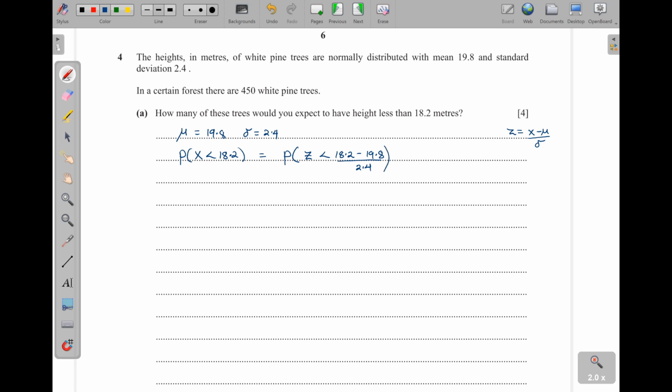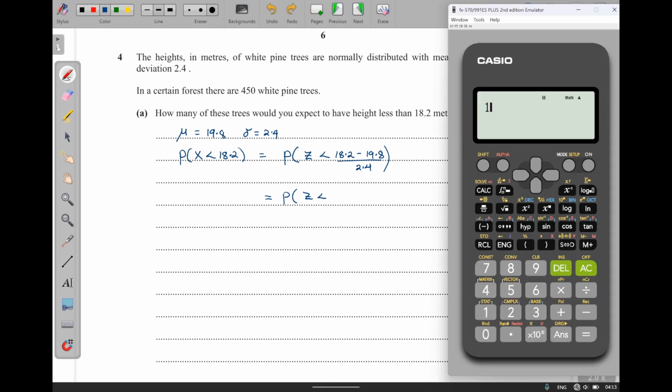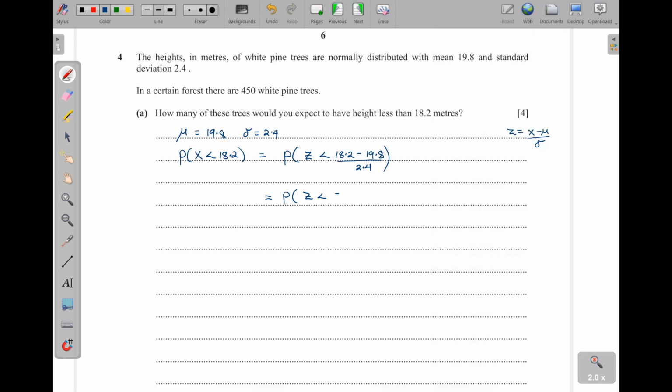Okay, then what do we have here? We can first simplify that. What do we get? We have 18.2 minus 19.8, then we divide by 2.4. So it is negative 2 over 3. On my bell-shaped curve, the negative is this side, so negative 2/3, and they want less than. This is the one here, okay?